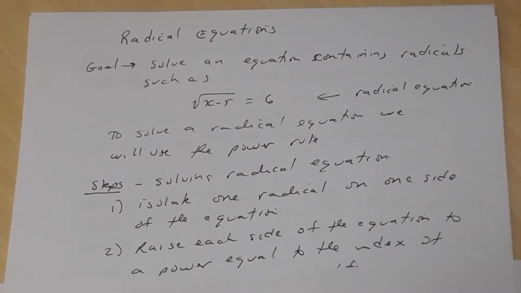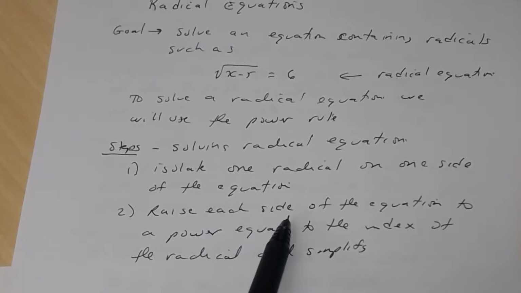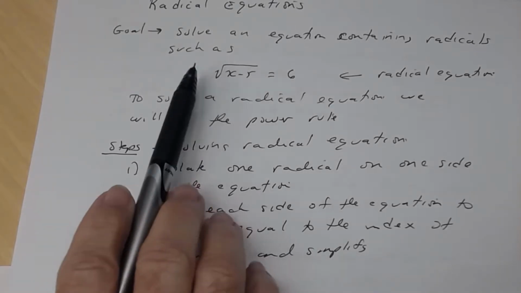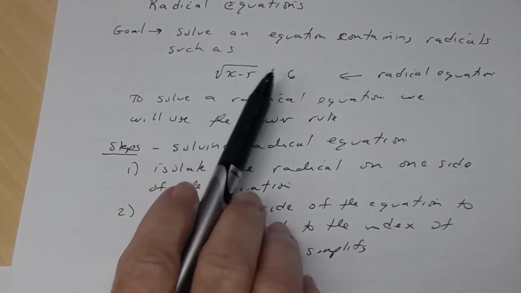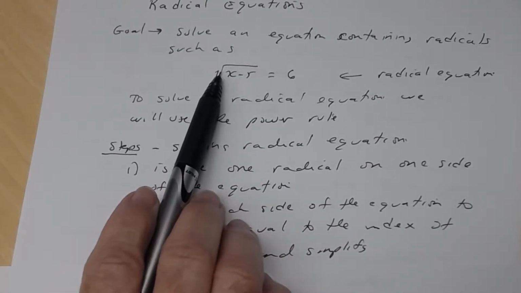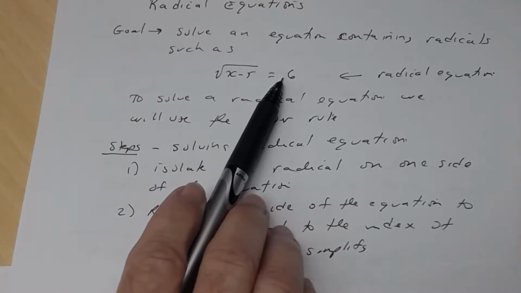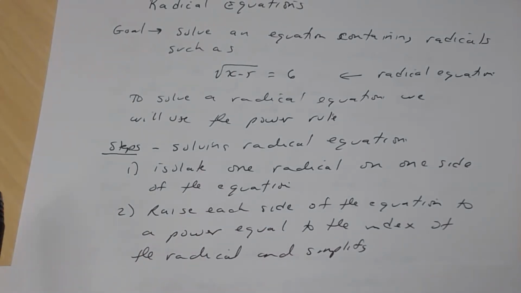All right. Step 2, once you get one of the radicals by itself, is where you're going to use that power rule. So basically it means this. You're going to raise each side of the equation to a power that's equal to the index of the radical. In this particular case, since the index is 2, you're going to raise both sides of the equation to the second power. So you're going to square both sides. If this was a cube root, you would raise both sides to the third power. If this was a fourth root, you'd raise both sides to the fourth power, and so on.